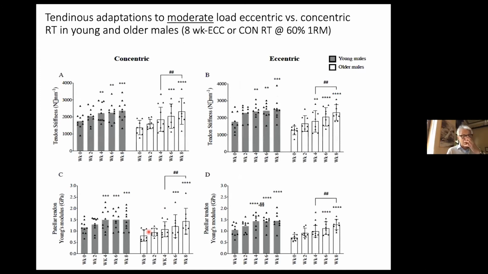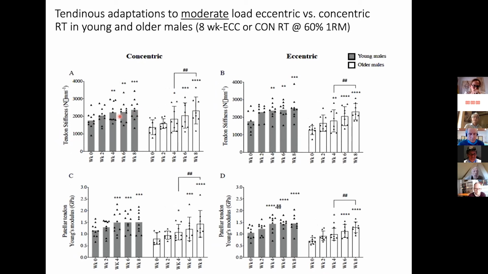But what was important to note was that there was a progressive increase in tendon stiffness, both as a result of concentric training and eccentric training. And what is also very interesting to note is that after 8 weeks of training, the elderly individuals regained tendon stiffness to the same level of the young individuals. So you can see that here these values are very similar, both in response to concentric and eccentric training.